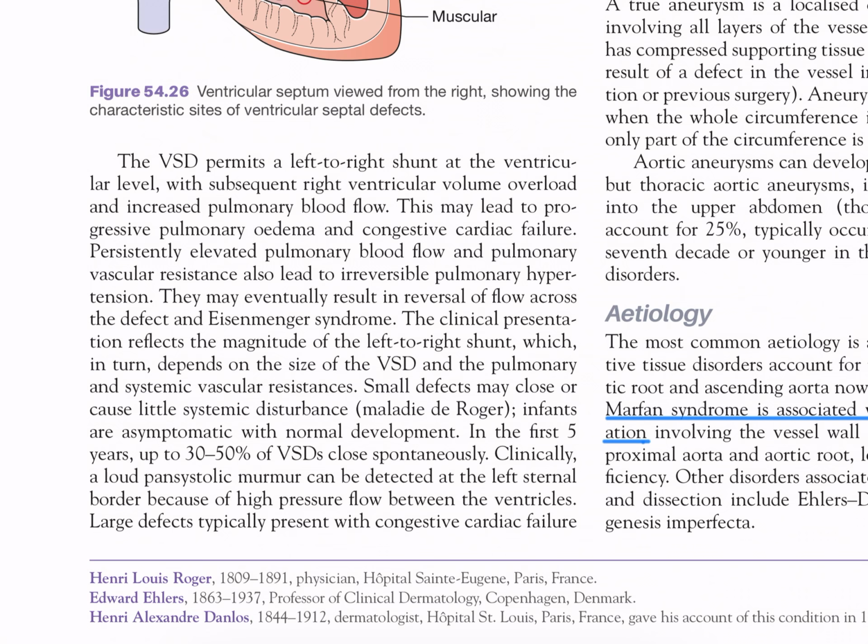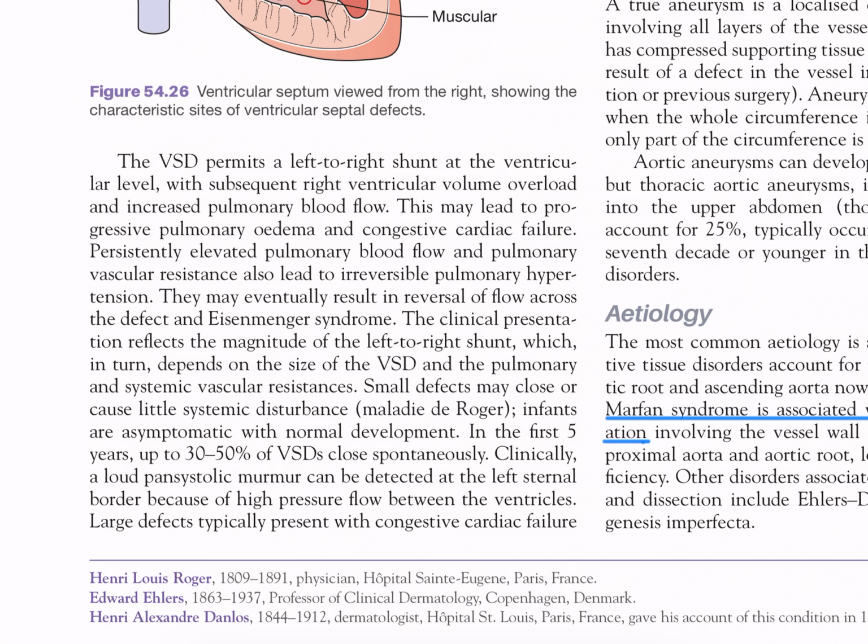The clinical presentation reflects the magnitude of left to right shunt, which in turn depends on the size of the VSD and the pulmonary and systemic vascular resistances. Small defects may close or cause little systemic disturbance. Maladie de Roger. Infants are asymptomatic with normal development. In the first 5 years, up to 30 to 50% of VSDs close spontaneously.